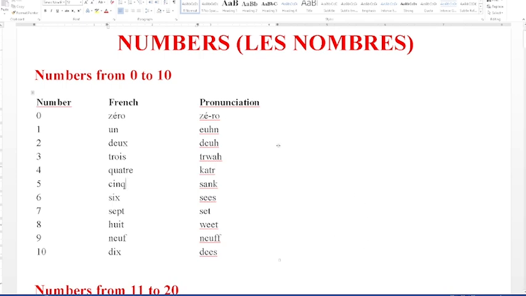Let us start. So I have it here from 0 to 10. Look at it. This is 0. Look at the spelling, and it's called zéro. Then 1 is un. This is 2, 3. Don't forget to pronounce it the way I'm saying it. You can repeat after me.